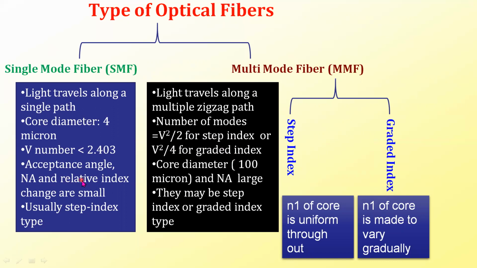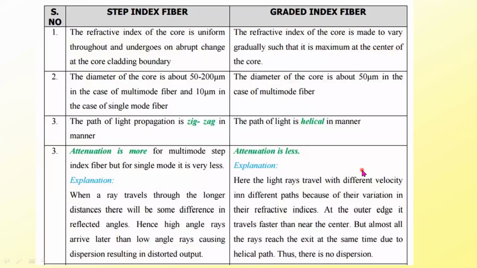And acceptance angle, numerical aperture, relative index change, that is delta, all are small in the case of single mode fiber, but large in the case of multi-mode fiber. Usually single mode is a step index type. Here, multi-mode is generally graded index type. Step index means N1, the refractive index of the core, is uniform throughout. If the refractive index of the core is made to vary gradually, then it is called a graded index fiber. That we will see in the coming slides also.